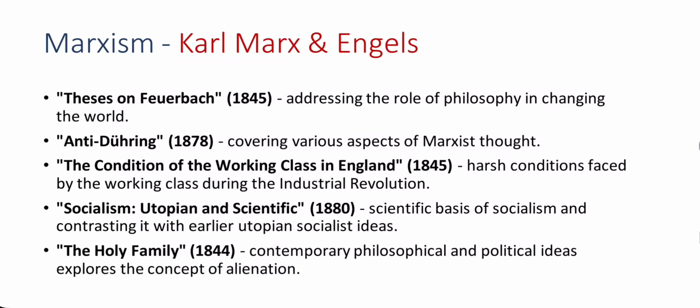Next is Socialism: Utopian and Scientific, 1880, Engels' work explaining the scientific basis of socialism and contrasting it with earlier utopian socialist ideas. Next is The Holy Family, 1844, co-authored by Marx and Engels. This critique of contemporary philosophical and political ideas explores the concept of alienation.